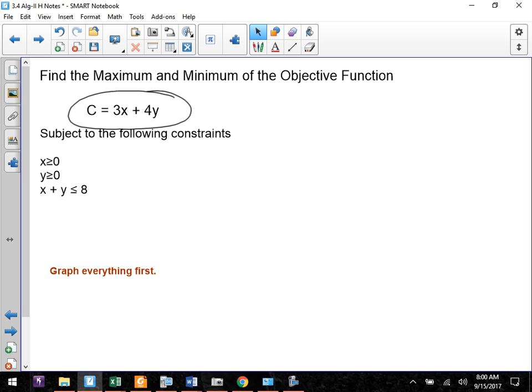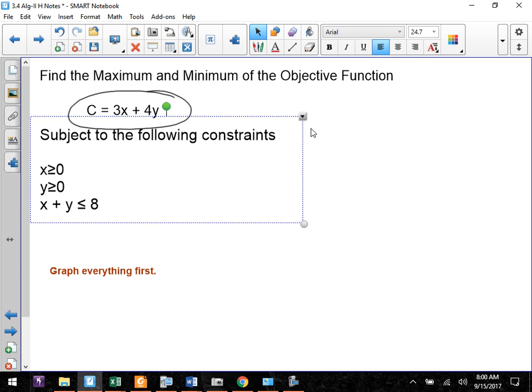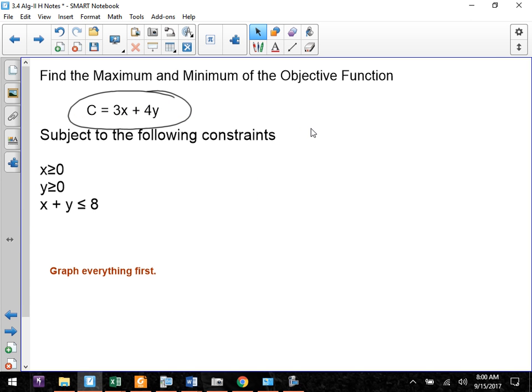By Monday, we're going to develop our own objective functions dependent upon a word problem. But for right now, they're going to give this to you. So we still have our constraints. We're going to find the maximum and minimum of an objective function subject to the following constraints. What that means is maximize the points of inflection that you create with those graphs. So it's just more words for something that we've done.